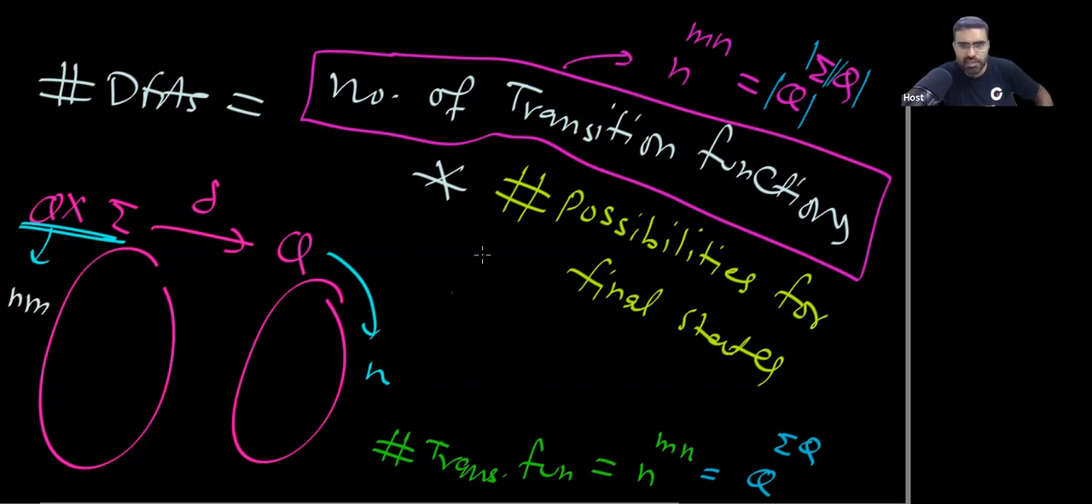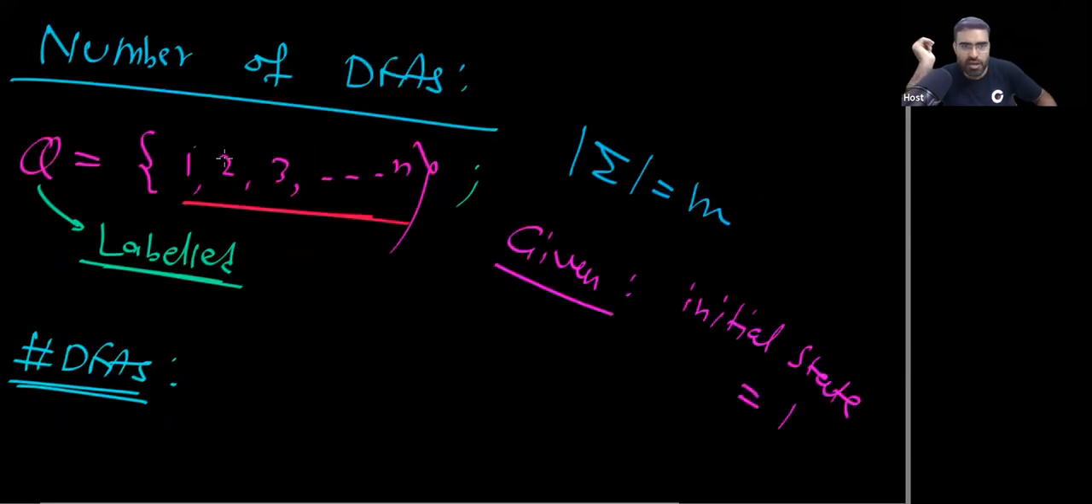And how many possibilities for final states? What are the possibilities for final states? Every state has two choices. Agree? Every state has two choices. You can make it final or non-final. So every state has two choices.